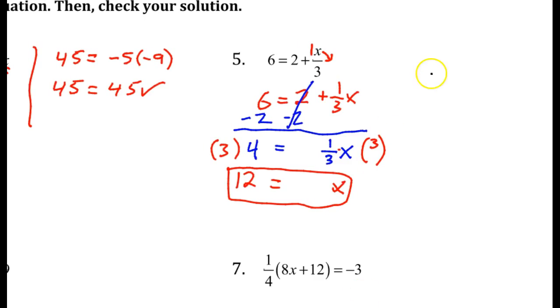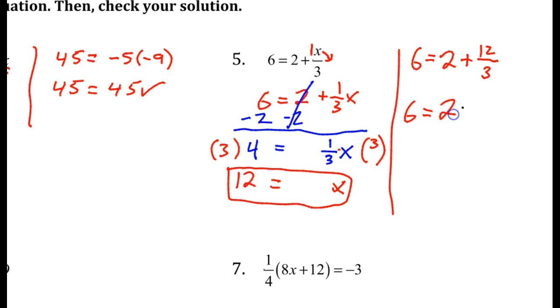and then do a check. So we got, does 6 equal 2 plus 12 divided by 3? So just do a little order of operations. 12 divided by 3 is 4, and sure enough, we do get 6 on both sides.